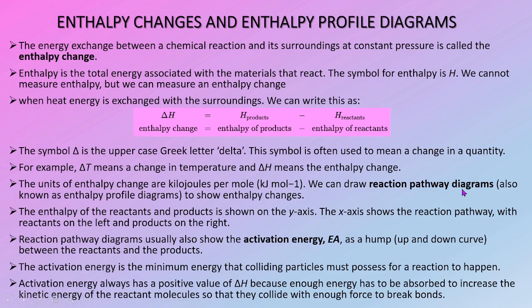We can draw reaction pathway diagrams, and the enthalpy of the reactants and products is shown on the y-axis. The x-axis shows the reaction pathway with the reactants on the left and the products on the right. Reaction pathway diagrams usually also show the activation energy, Ea, a hump up and down the curve between the reactants and the products. The activation energy is the minimum energy that colliding particles must possess for the reaction to happen. It means that if there is no activation energy, the reaction cannot be started.